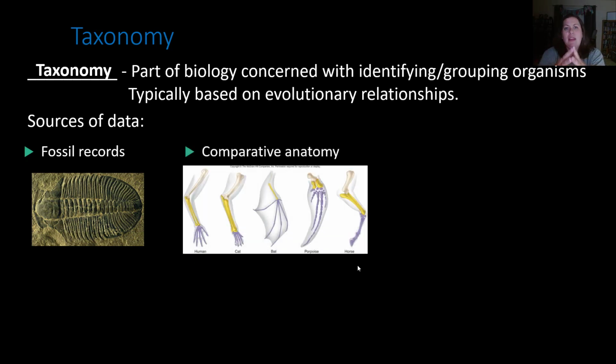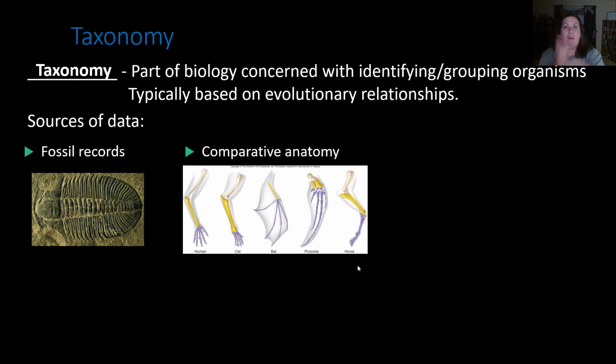We also look at things like comparative anatomy. If we look at these different structures on different organisms, they do have some similarities to them. We're able to compare them. And so here you can see a human arm. You can also see a cat's leg, bat's wing, a porpoise's or dolphin's fin, and then a horse's leg. They do have similar structures to them.